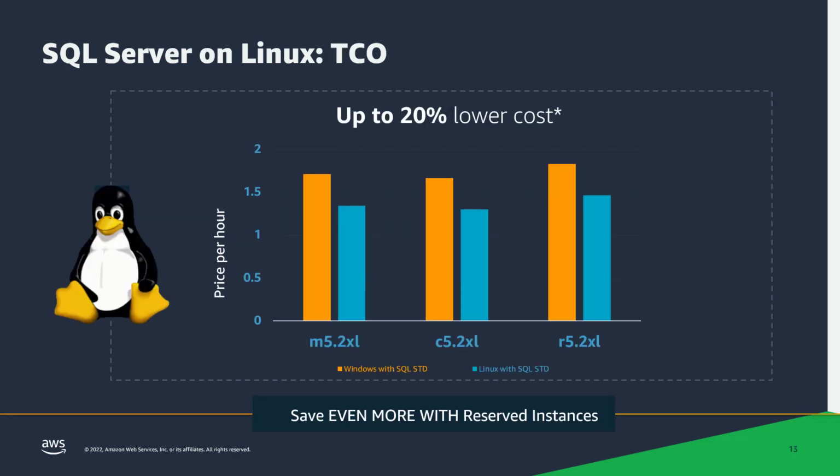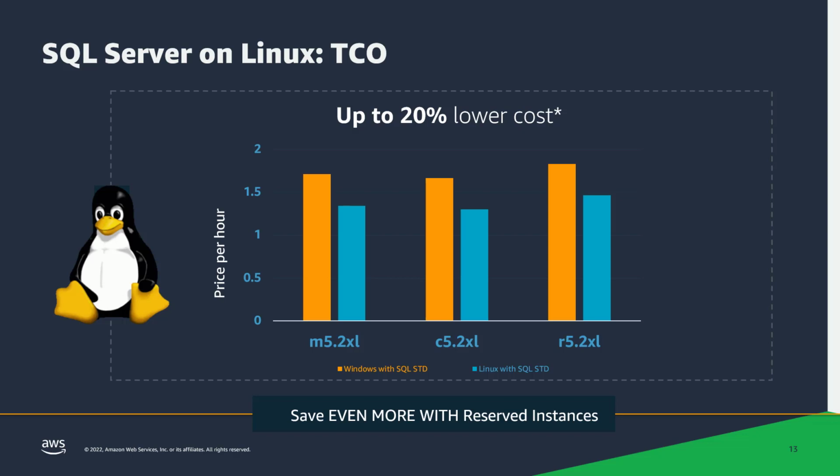Speaking of cost, here is a simple side-by-side comparison of Windows versus Linux cost for a couple of different instance types. Linux distributions such as SUSE or Ubuntu don't come with additional licensing cost. You can see the cost difference could be up to 20%. You can run multiple SQL Server instances. This 20% could amount to a large saving when you are running multiple SQL Server instances.